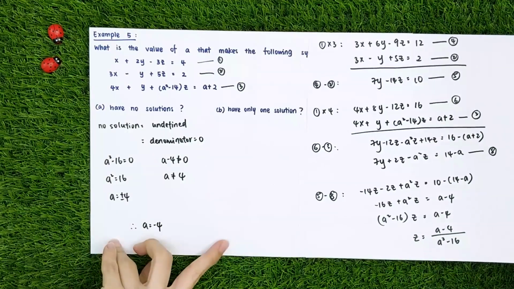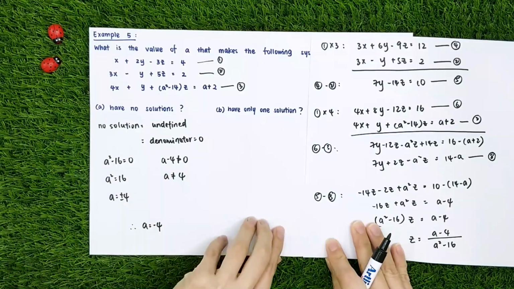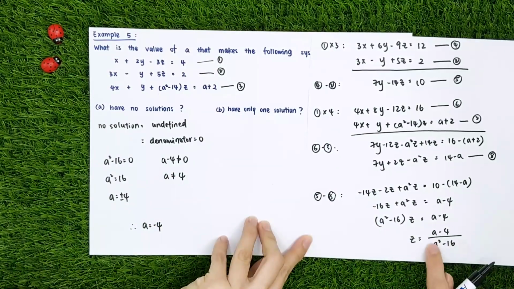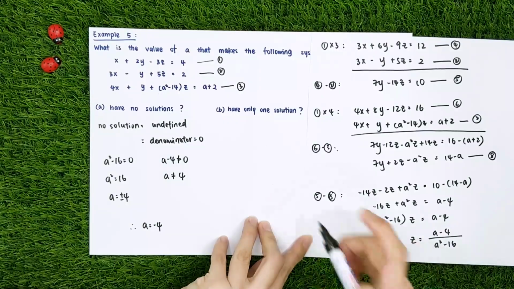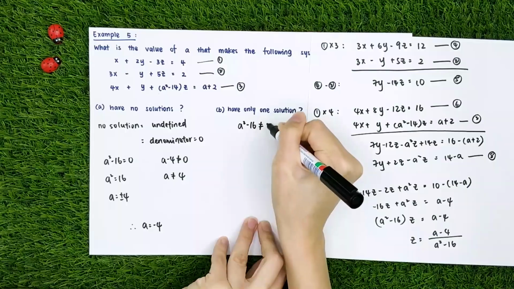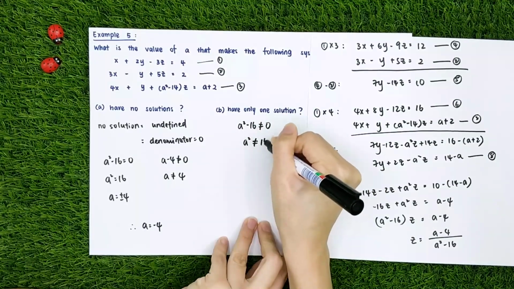Let's see part B. What is the value of a when there is one solution? When a fraction has a solution, that means the denominator cannot be 0. So I can say that a squared minus 16 cannot be 0. A squared cannot be 16.